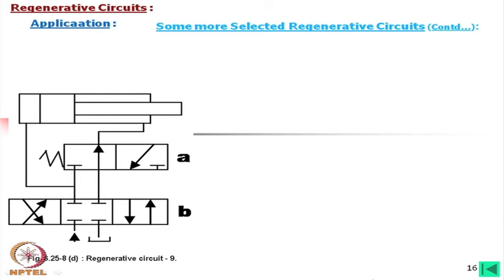Now, we shall consider circuit 9. In that case, this is a 4/3 closed center DC valve, a normal valve. And this is a 3/2, and in the neutral position it is connected in this way. So, what will happen if this is in the neutral position and this is connected? Then there is no operation because the oil is going back to the tank, no operations, but definite, not unpredictable, right? Now, if it is connected on this side, the right hand side, then this path is connected and this path is connected.